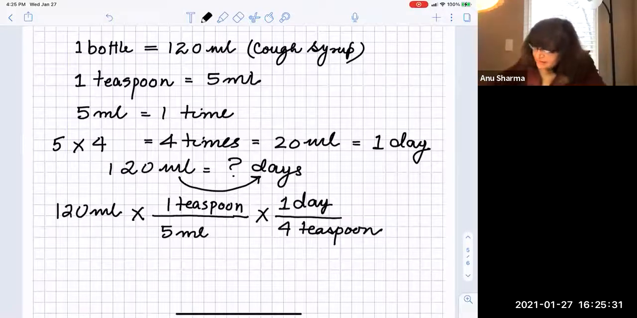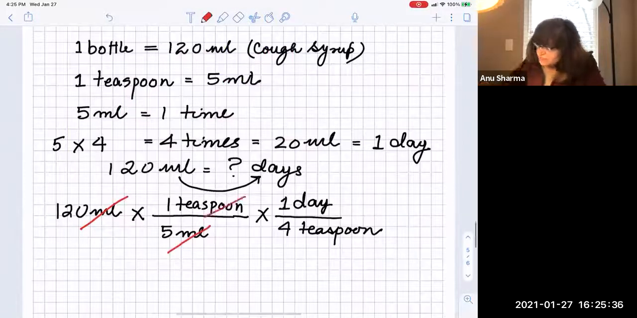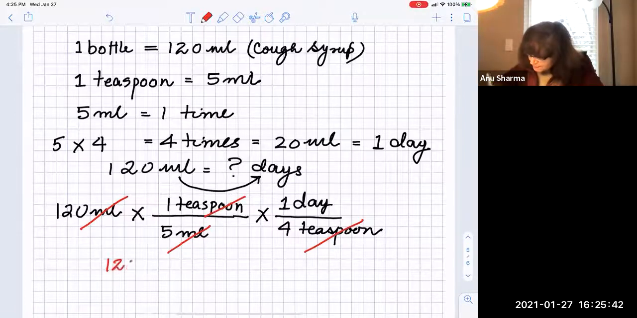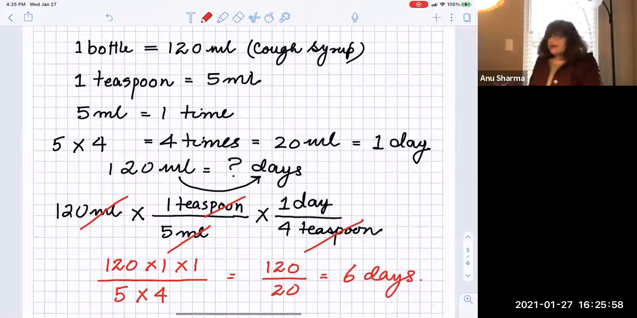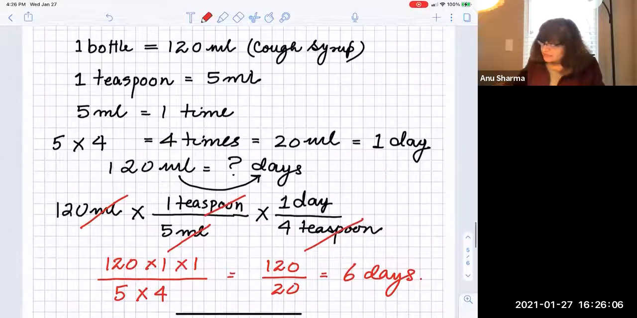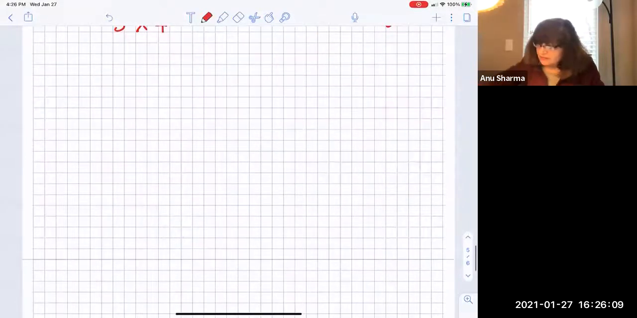So that converts the thing. Now milliliters and milliliters cancel out, teaspoons and teaspoons cancel out, so you are just left with the day. So 120 times 1 divided by 5 times 4. In other words, 120 divided by 20. And this becomes how many days? 6 days. Yeah, very good. So this is how you are going to use these conversion factors. Just break it up into these equalities.